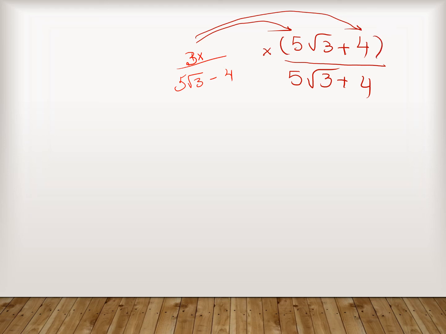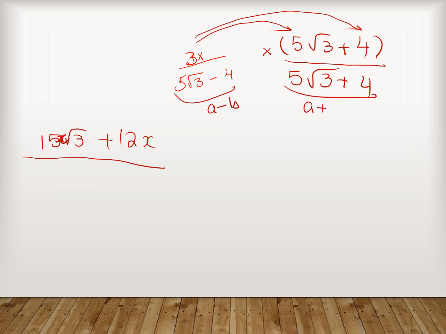So 5 square root of 3 times 3x, you will get 15 square root of 3 x. You can use the calculator to multiply 3 times 5 square root 3. It will give you 15 square root of 3, and write the x as it is. Plus 3x times 4, it will give you 12x. Divided by, here you have a minus b, and in the second bracket you have a plus b, so you will use the formula a squared minus b squared.